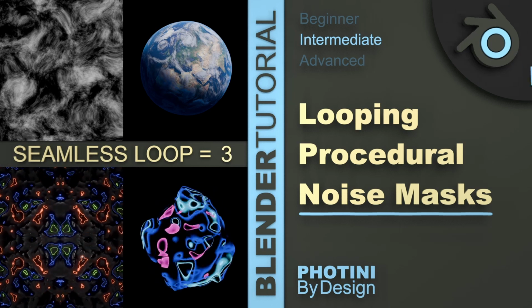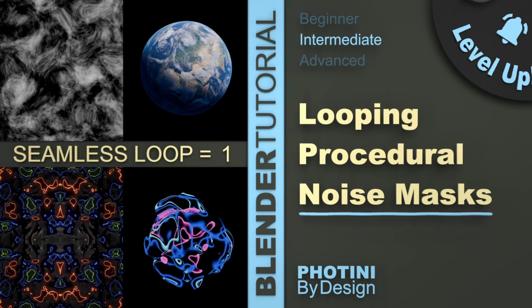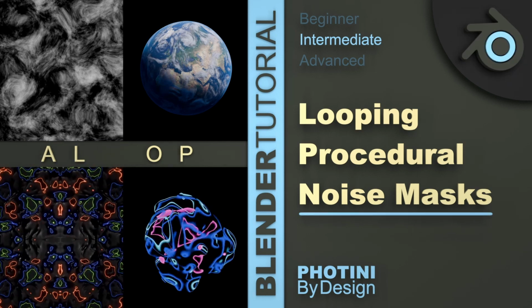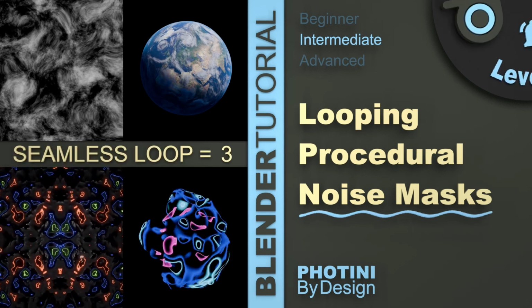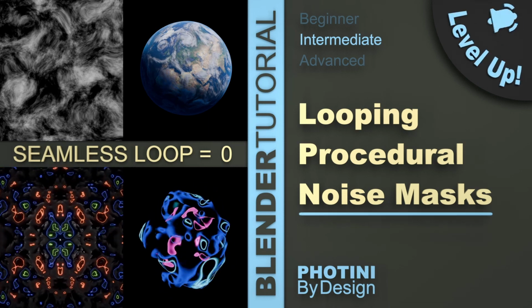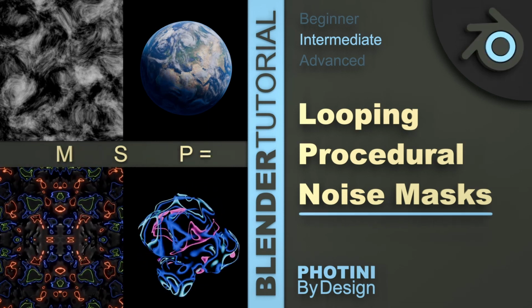Hey folks, in this episode I'm going to show you how to loop a noise texture mask in the shader editor. When you learn this method, you'll be able to loop any noise texture in Blender's shader editor. For this tutorial, I'm going to show you how to make the noise texture loop system, and we'll use it as a mask to create these clouds.